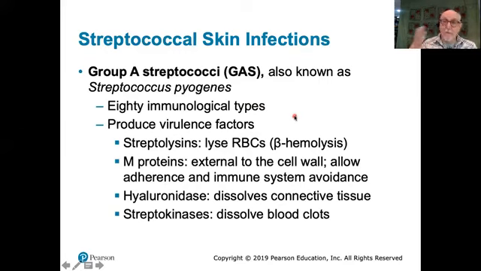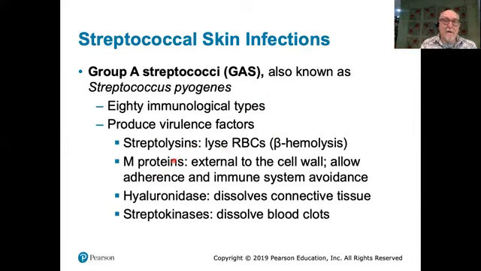Using serological, immunological tests, we recognize 80 or more members of this group. So it's very, very big, very varied. And they produce a variety of different virulence factors. First of all, those factors which produce that beta hemolysis are called the streptolysins, but it's a group of enzymes.